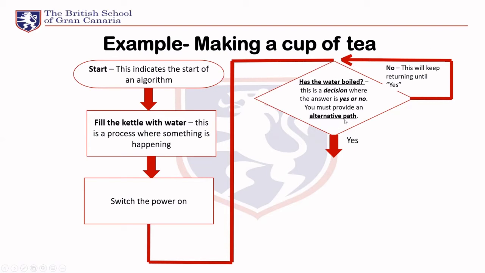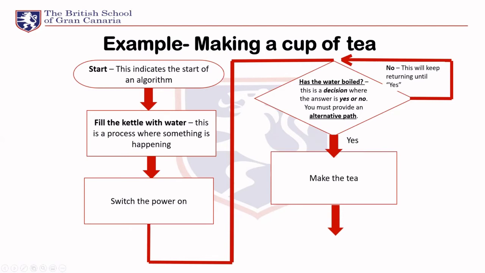And then when the water is boiled, then you can make the cup of tea. And that is a process because you put the tea bag in, you put the water in, you wait for the tea bag to brew, and then all programs will stop because you've made the tea. You might want to add a couple more decisions in there. So for example, do you take milk? Do you have sugar?